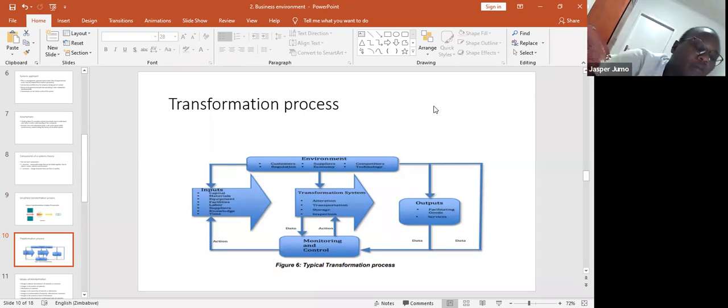Now, we have more information there. The inputs, you now have a list of inputs. It can be capital, materials, equipment, facilities, labor, suppliers, knowledge, time. So you see, all those can be inputs. How can we have facilities as inputs? How can we have knowledge as input? But we do have those as inputs.